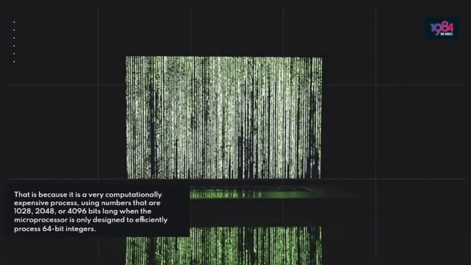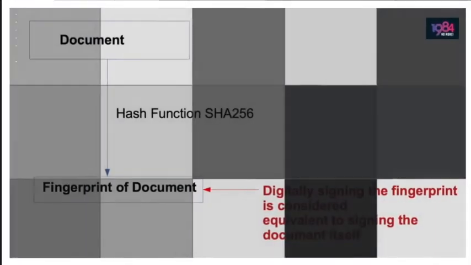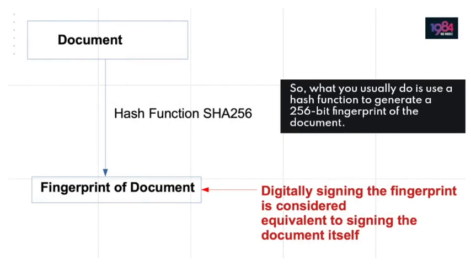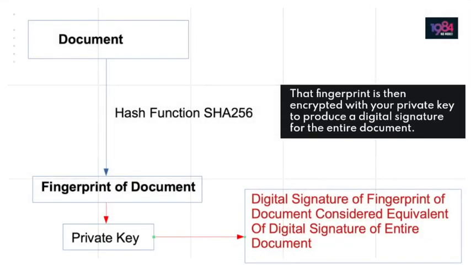Typically, you do not use public key cryptography on an entire document. That is because it is a very computationally expensive process, using numbers that are 1024, 2048, or 4096 bits long when the microprocessor is only designed to efficiently process 64-bit integers. So, what you usually do is use a hash function to generate a 256-bit fingerprint of the document. That fingerprint is then encrypted with your private key to produce a digital signature for the entire document.